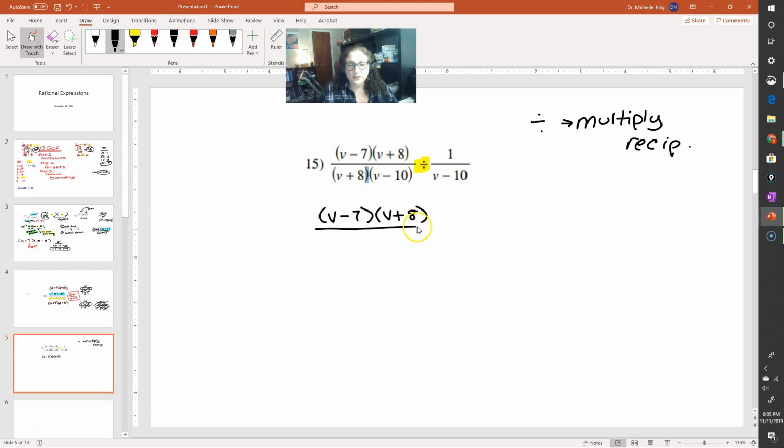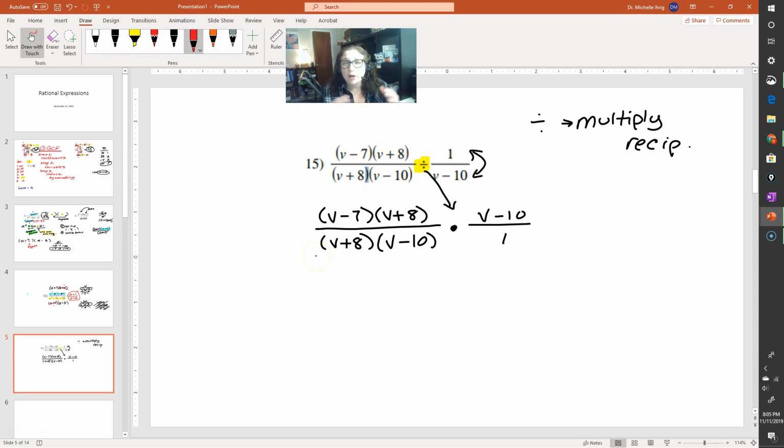So the first fraction stays exactly the same with no changes. Then this becomes a multiplication sign, and then we flip the fraction. Then it goes back to elimination again. It's just one long multiplication problem. Here's v plus 8, here's v plus 8. These each become 1 because any number divided by itself is 1.